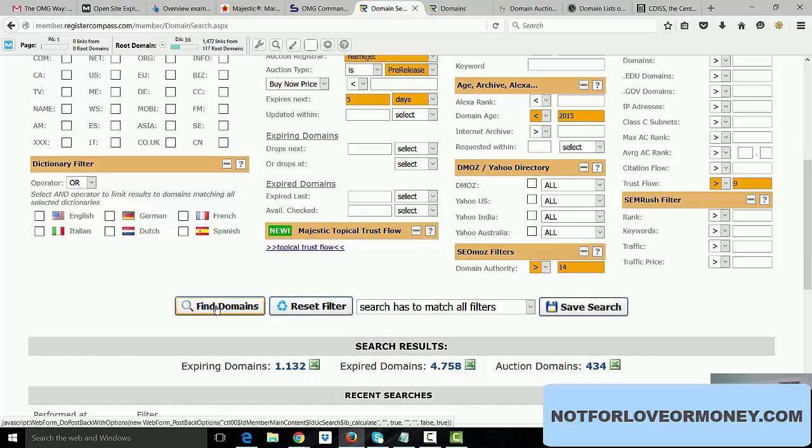Again, remember you can search the same thing on another platform. You'd just be looking at something that looks a little different, and the process would work a little differently. Now here's all the auction domains that are available.